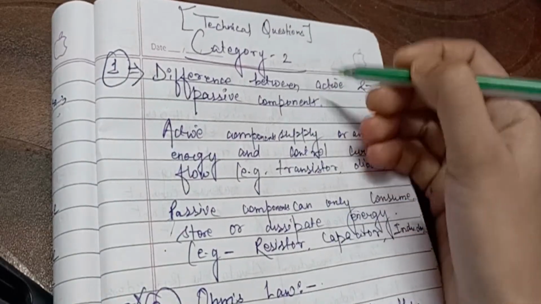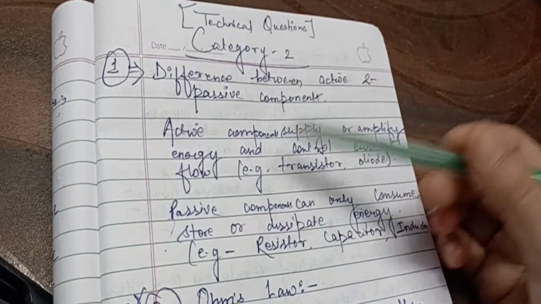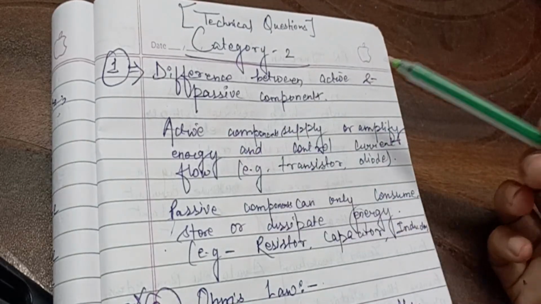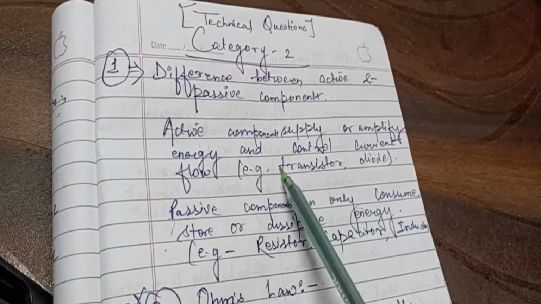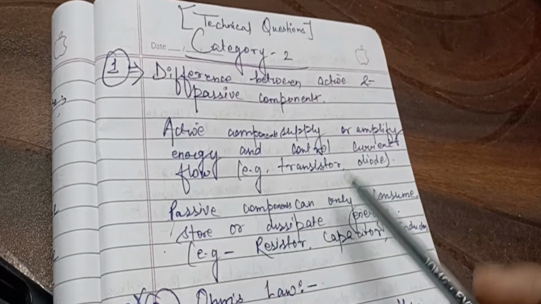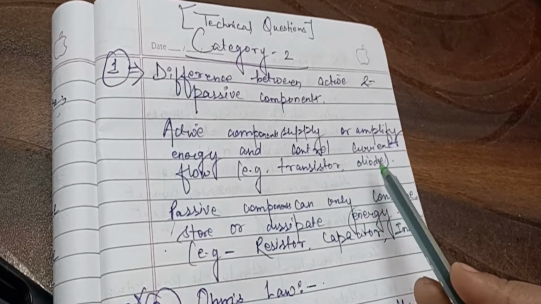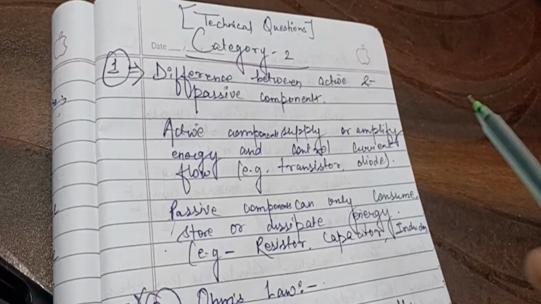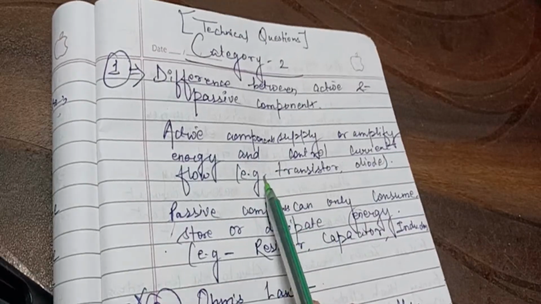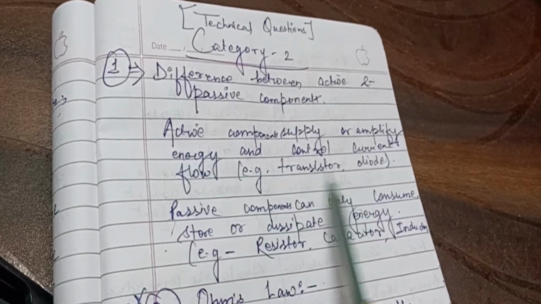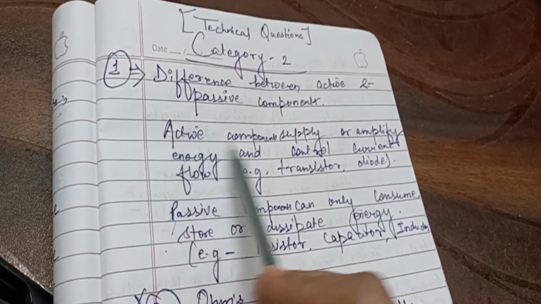What do you understand by active components and passive components? Basically, active components are those components that can supply energy or amplify energy, and also control the current flow. Like in a transistor, it is used as an amplifier. Diode, we can control the current and it amplifies the current, right? These kinds of components are called active components.